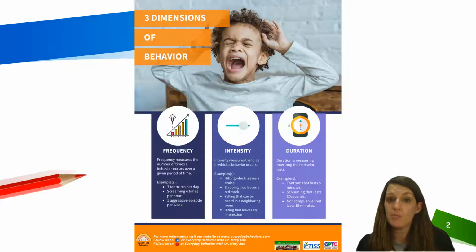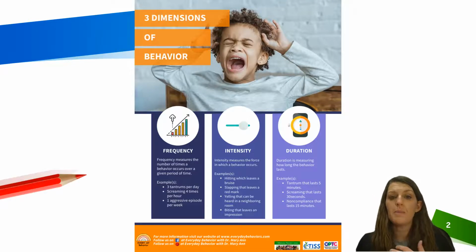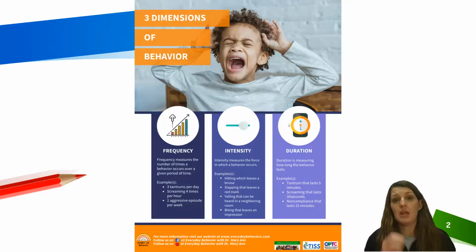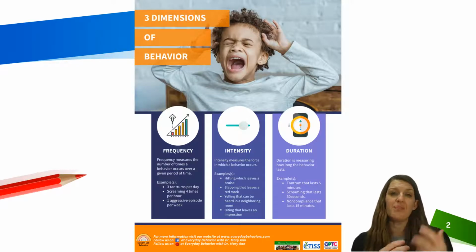Maybe slapping that leaves a red mark, or pinching or biting, what's the intensity behind it? Yelling that can be heard in a neighboring room or next door or outside of the house, or maybe biting that leaves an impression. So what is the intensity behind whatever the behavior is, the force in which it occurs? And so intensity, when we're looking at tantrum behavior, maybe sometimes they throw their controller on the floor, but it's not intense enough to break it. But sometimes they pick up the gaming system and throw it on the floor, or maybe they throw the remote at the TV and it breaks the TV. Maybe it's how loud they're screaming, or how hard they're hitting whenever they're upset.